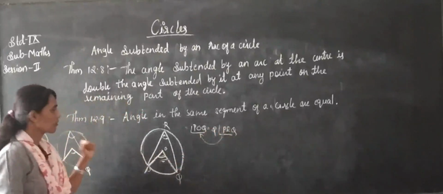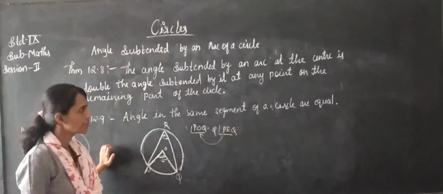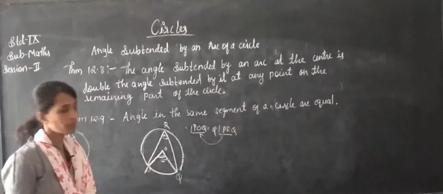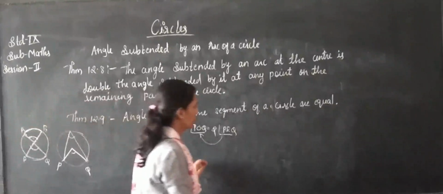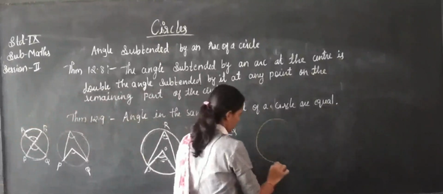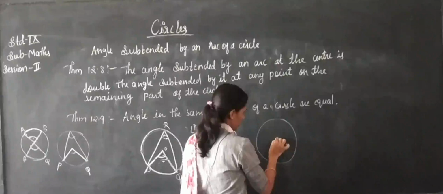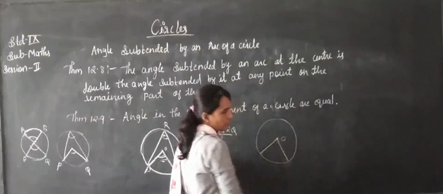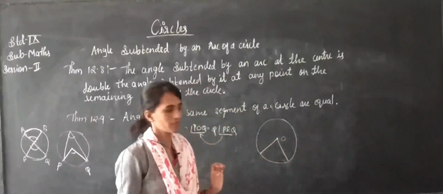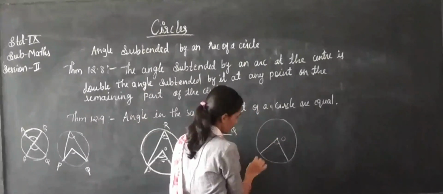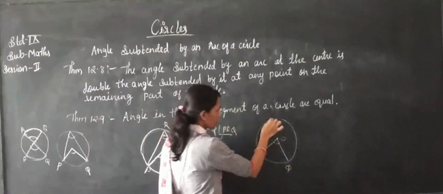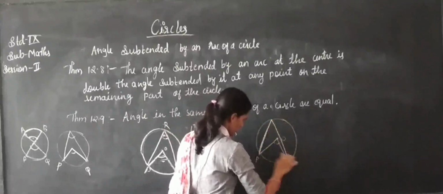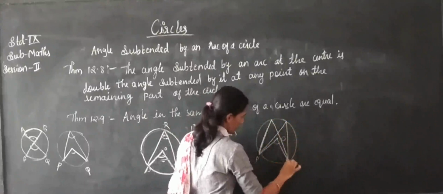Theorem 12.9: angles in the same segment of a circle are equal. For example, consider a circle with center O and an arc here. Angles in the same segment: already we know this one, this is PQ, this is double. By taking these 2 points, anywhere you can intersect the points here or here.